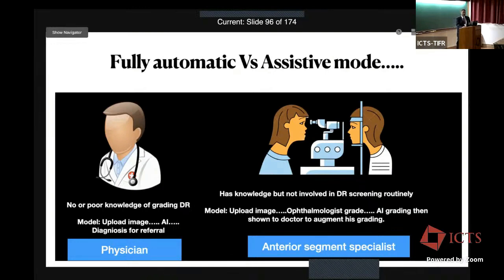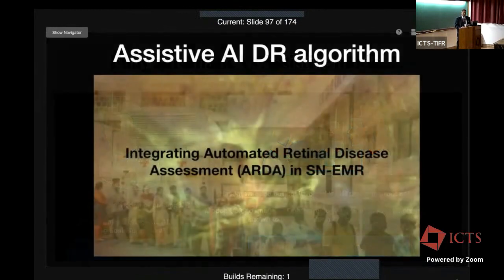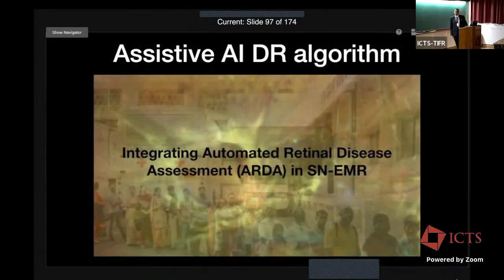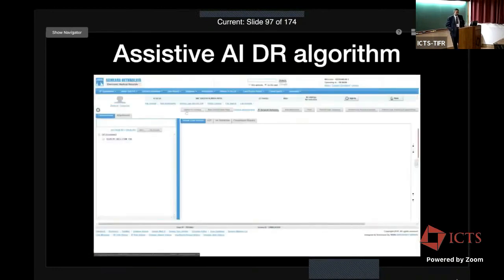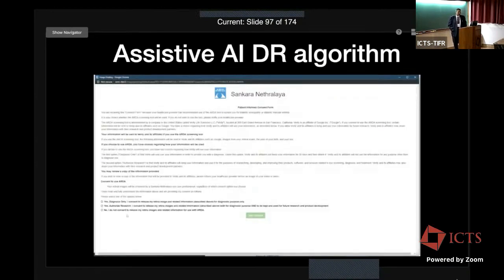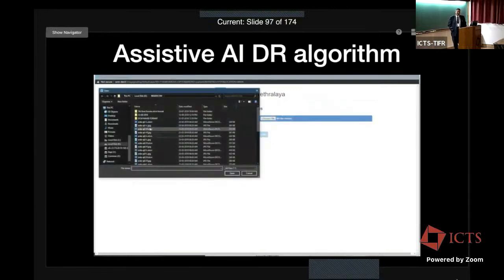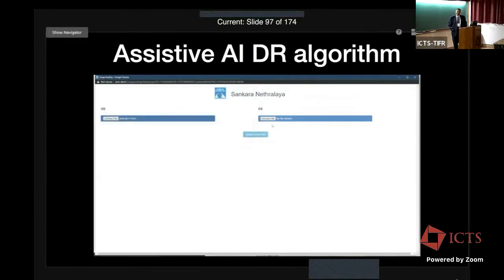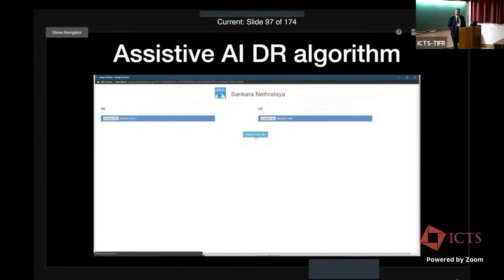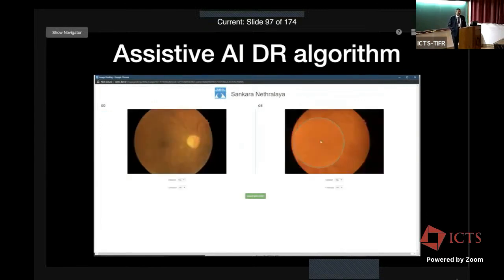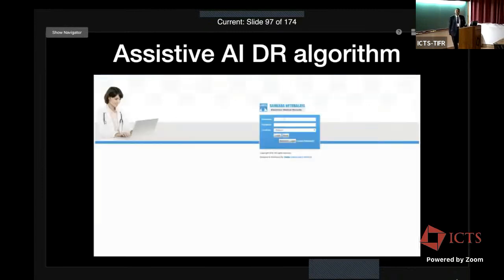There's a small video which shows how we have integrated it with our electronic medical records. The patient goes to the optometrist, a consent is taken, and once the consent is taken, the images are taken and uploaded. The optometrist also has a chance to write whether the person has cataract, or whether the images are dilated or non-dilated retinal images. And then he visits the ophthalmologist.